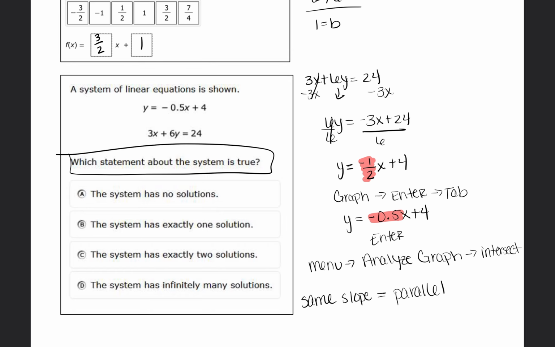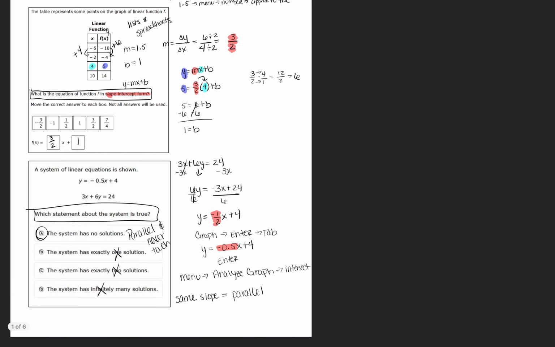Remember, opposite sign and reciprocal, that was going to be perpendicular. So when they are parallel, they never touch. So when they never touch, it can't have one solution. It can't have two solutions. It can't be infinite. So it's going to be no solutions because they are parallel and never touch. Okay. So again, had you seen that, you would have seen that you don't even have to graph them. So that's that one.